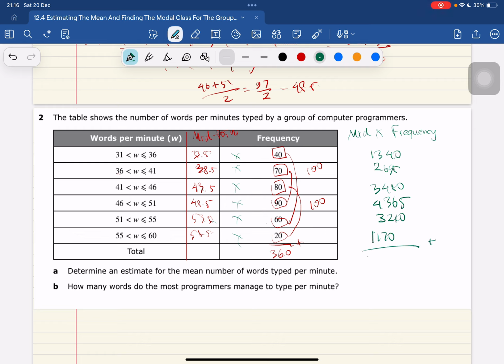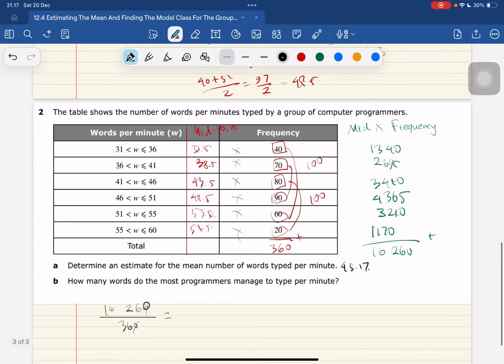So we add all, the total is 16,260. So the estimate of words per minute, you can find it from here: 16,260 divided by the total, which is 360. So this is going to be 45.17. How many words do most programmers manage to type per minute?